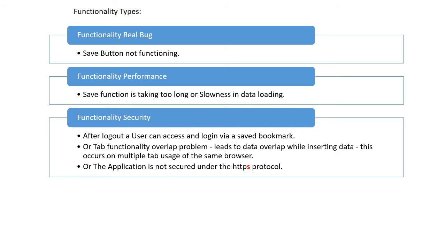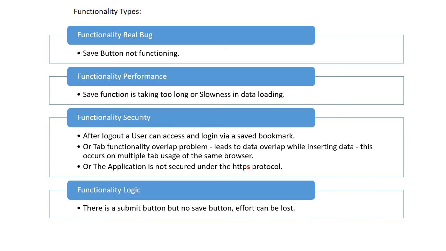The third type is functionality security. For example, after a user logs out, this user can access and log in via a saved bookmark in the browser, or tab functionality overlap problem. This leads to data overlap while inserting data. This occurs on multiple tab usage of the same browser. Another example, the application is not secured under the HTTPS protocol.